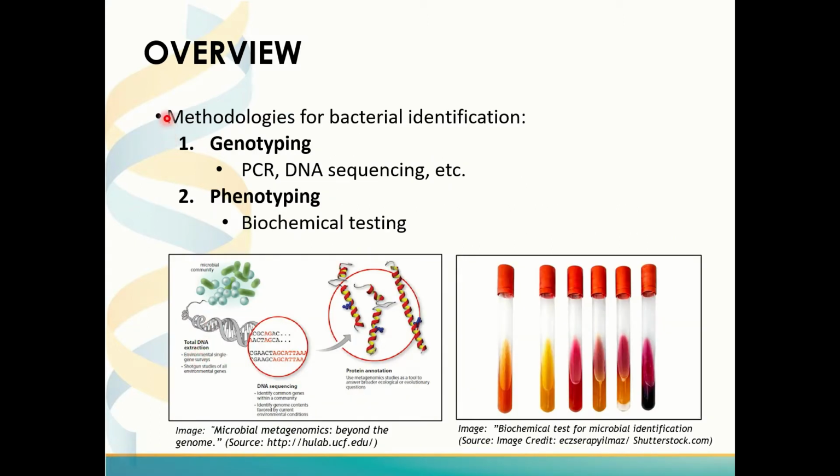In general, there are two methodologies that can be used for bacterial identification. The first one is the genotyping method, such as using PCR or DNA sequencing to identify genetic materials of the microorganism. And the second one is the phenotyping method, such as biochemical testing, which will be discussed in this session. Just as human beings possess a characteristic and specific set of fingerprints, microorganisms also have their own identifying biochemical characteristics. These so-called biochemical fingerprints are the properties controlled by the cell's enzymatic activity.